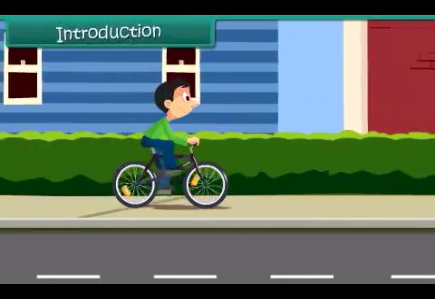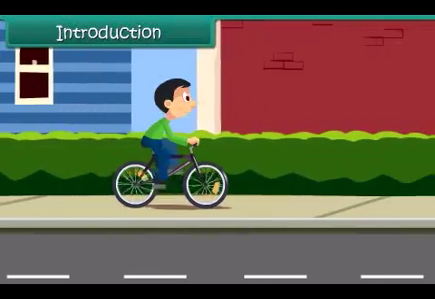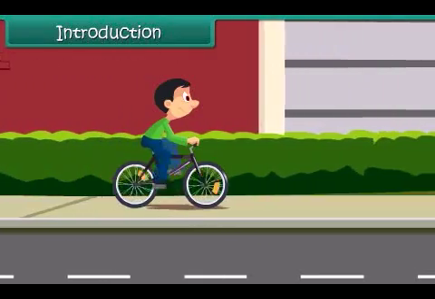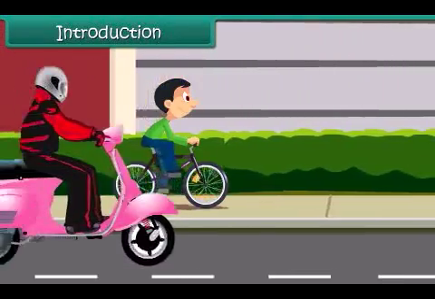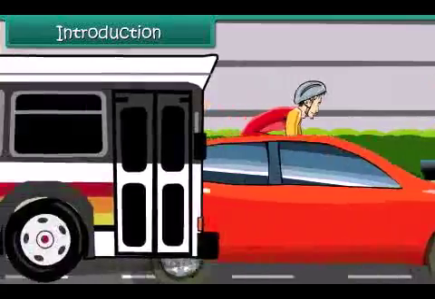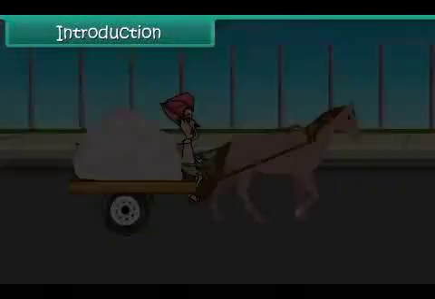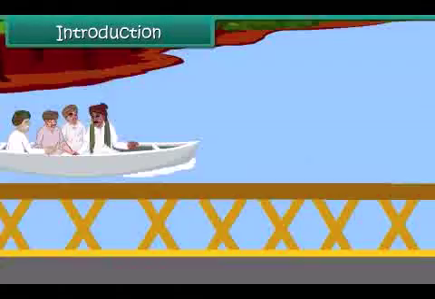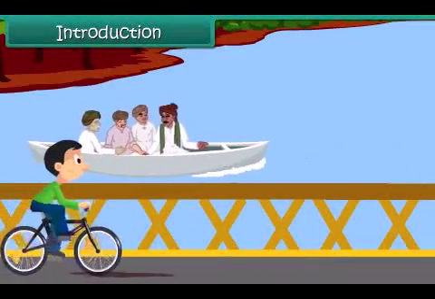Introduction. It was a lively sunny morning. Nitin is cycling to his friend's place. On the way, scooters, bicycles, cars, buses whiz past him. He cycles past bullock cart carrying sand. Soon he is cycling along the banks of the Yamuna river.